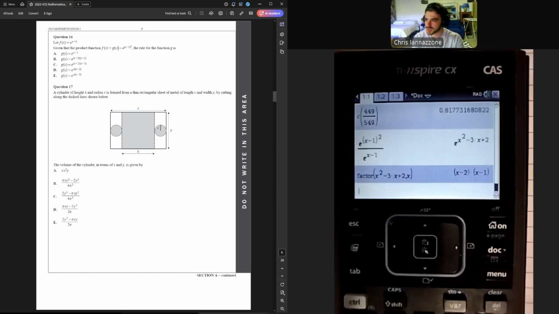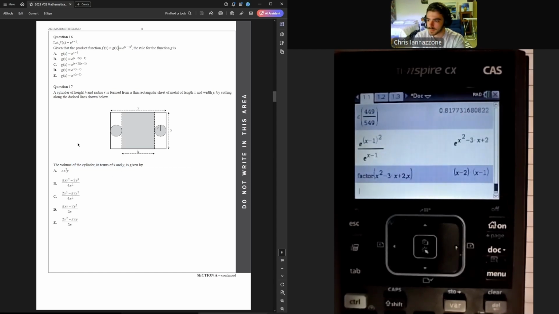All right. This one's a little bit rarer, question 17. Usually we have boxes to worry about, but this time we have a cylinder. So we have a cylinder of height h, radius r, formed from a thin sheet of metal. We have these initial dimensions x and y, and we have to figure out what the volume of the cylinder would be in terms of x and y.